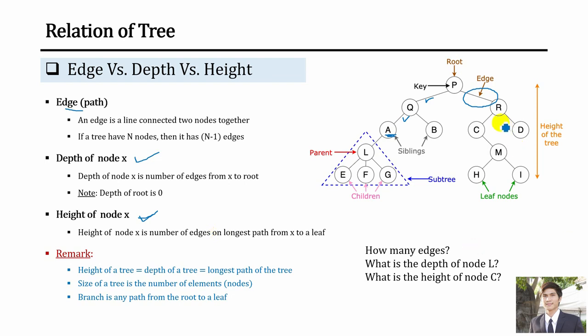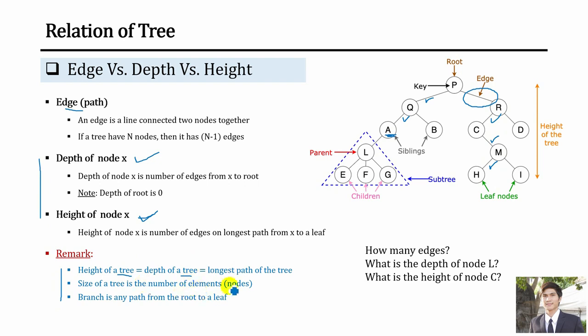For example, if we consider node L here, what is the height of L? We go down along the longest path and count how many edges, whether we go left or right. Here we have 3. Just to remark, the height of a node is considered for any node, but when we say the depth of a tree, it is the longest path of the tree.